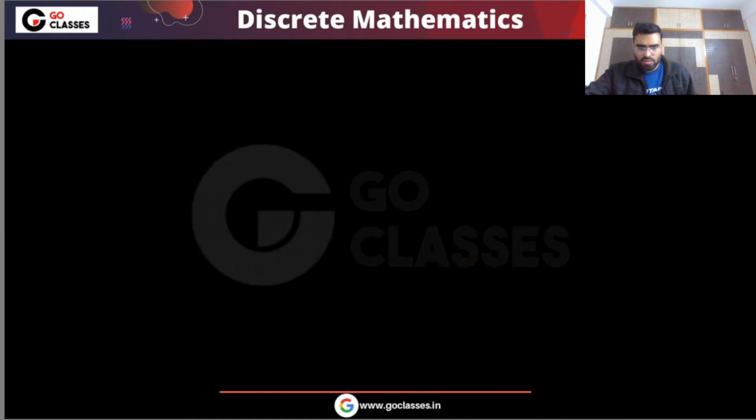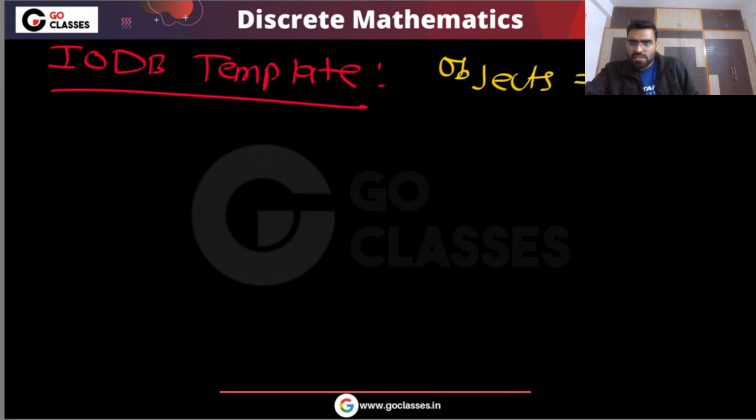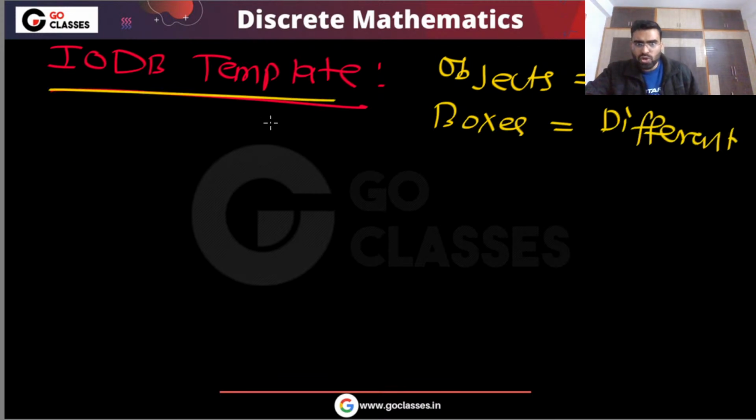Finally, remember the IODB template. So let me tell you the IODB template. What is this IODB template? In this template, objects are all the same, identical, and boxes are different. So the template is this. At any point of time, if you can write your problem like this, remember, all the objects are same and boxes are different.